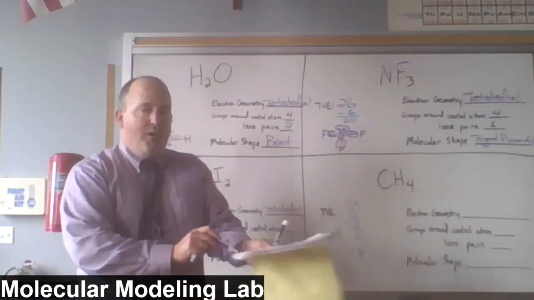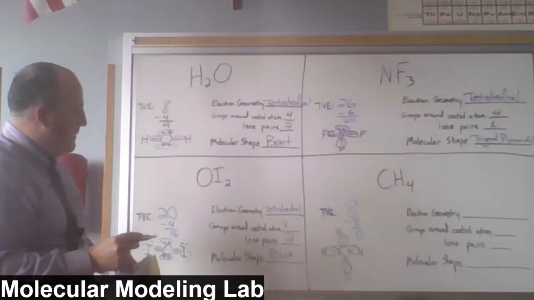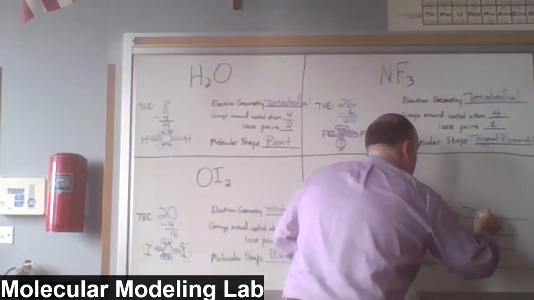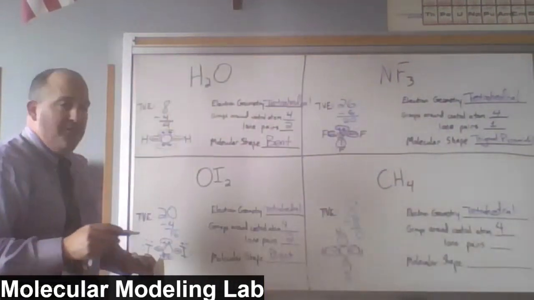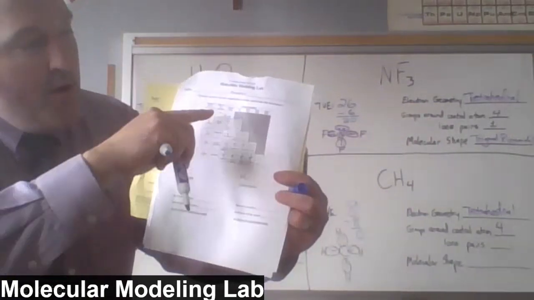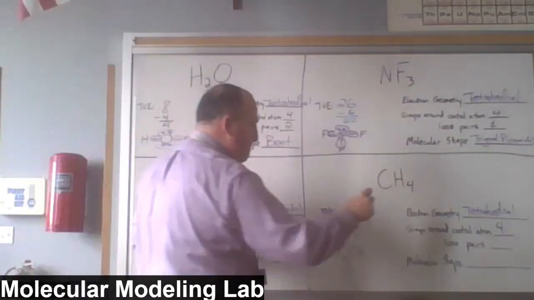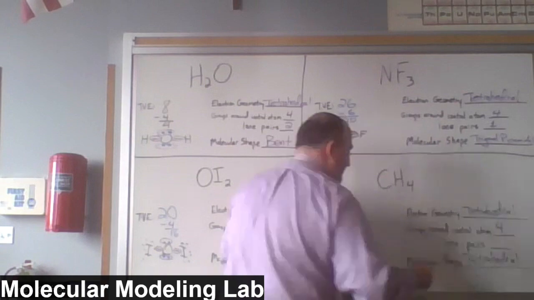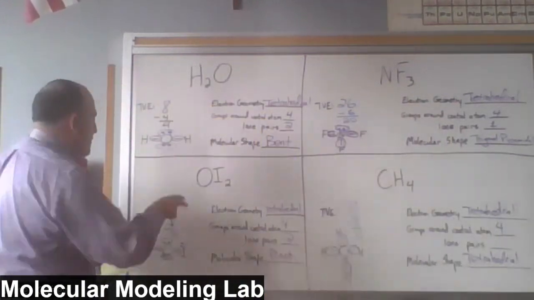Okay, so if we count electron groups around the central atom, 1, 2, 3, 4, each single bond around the central atom counts as 1. Electron geometry: this time there are no lone pairs, absolutely none. So on our chart, the molecular shape matches that of the electron geometry. We have tetrahedral, tetrahedral molecular shape. So far, so good.